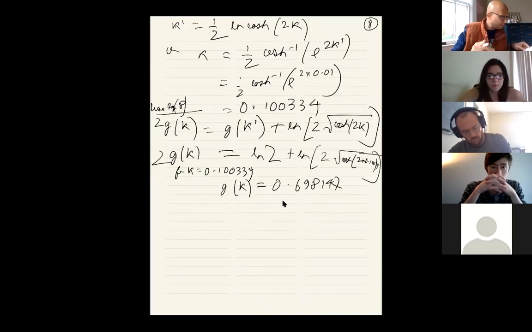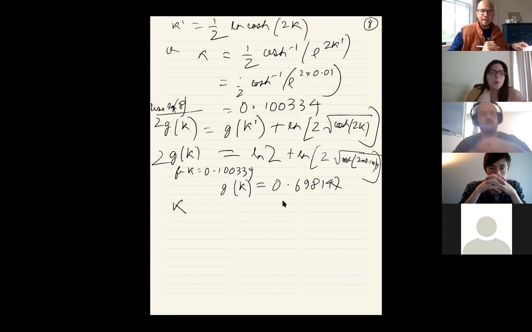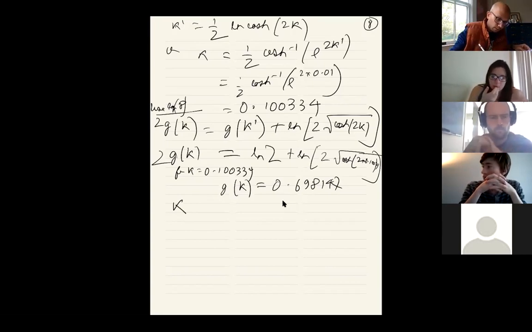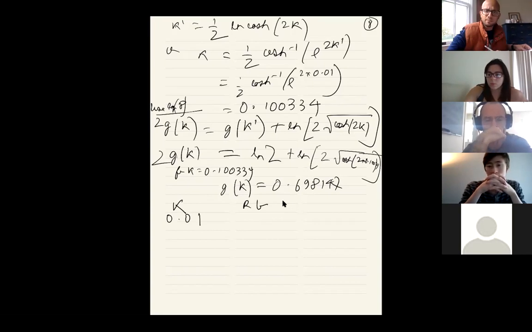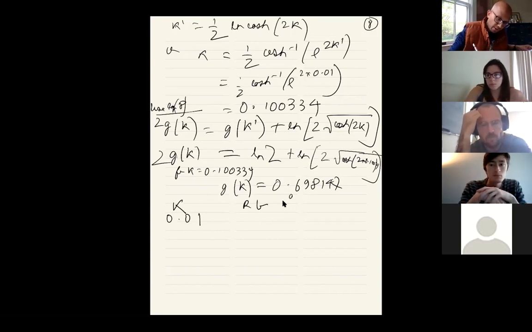So let's summarize all this algebra. What have we done here? We have done something really simple. We have basically constructed a ladder of K values. We started with a very small K value, 0.01. And renormalization group theory said that for a very small, weak interaction, the free energy, now we are talking about values of g of K.